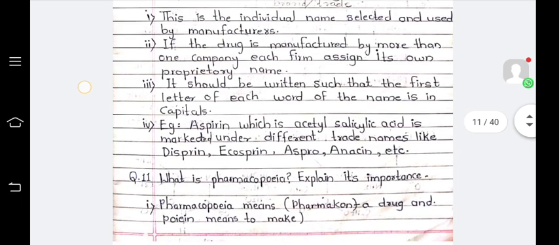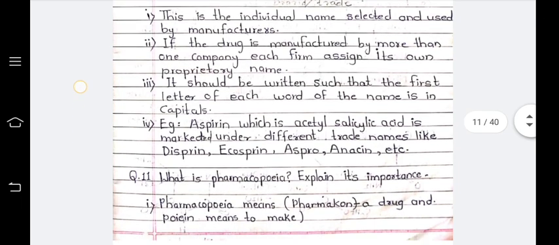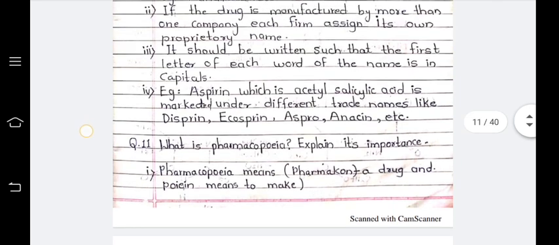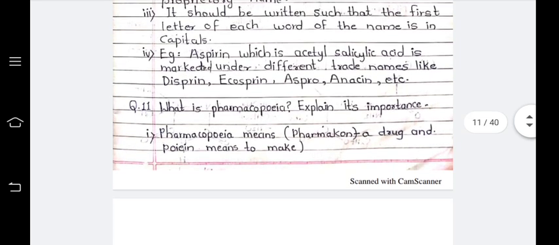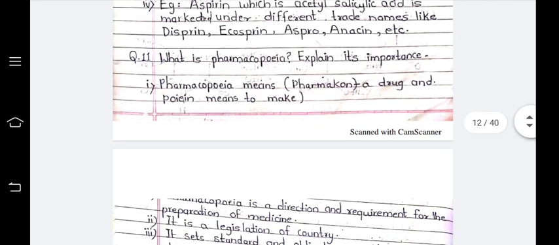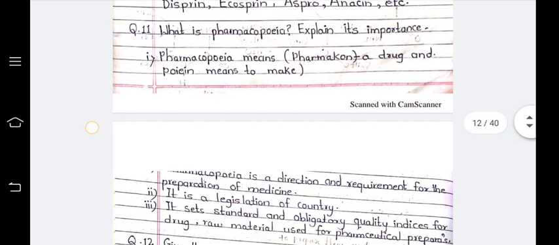This is the individual name selected and used by the manufacturer. If the drug is manufactured by more than one company, each firm assigns its own proprietary names. It should be written such that the first letter of each word of the name is in capital. Example, aspirin, which is acetyl salicylic acid, is marketed under different trade names like Aspirin, Ecospirin, Aspro, and Acin etc.